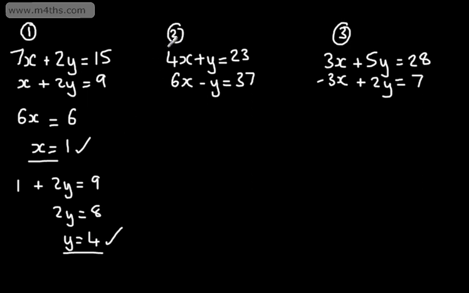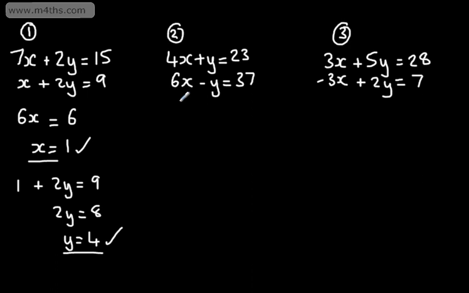Okay, let's look at question number 2. We've got 4x plus 1y is equal to 23, 6x minus 1y is equal to 37. We can see that the y's are the same, or coefficient, the number in front of them is both 1. So what we're going to do now is consider the sign in front of them. We can see that they're different, so we need to add them.